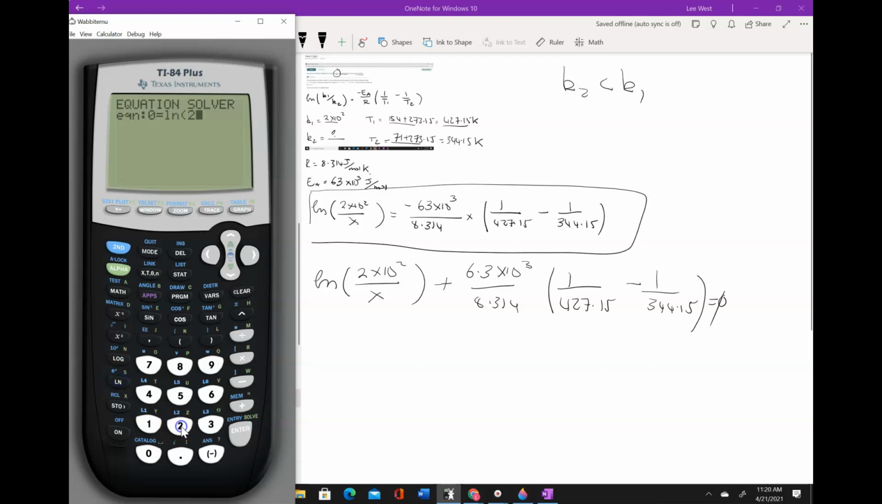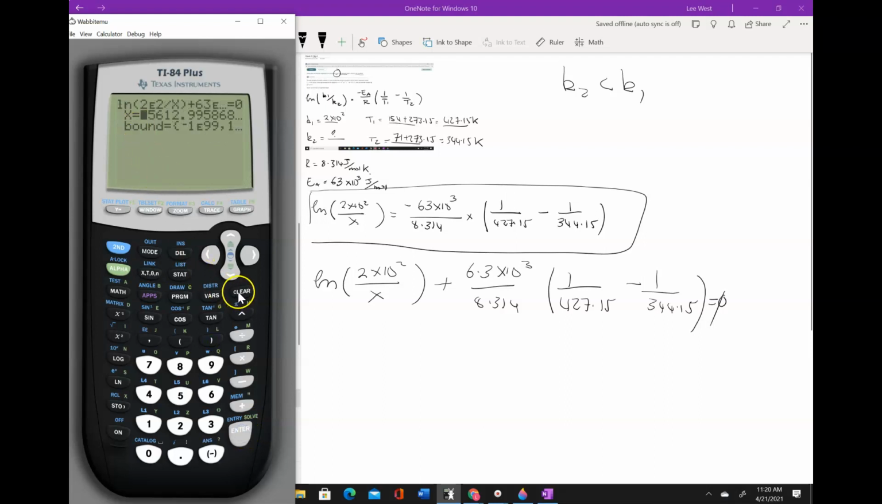So it's going to be log 2 by 10 to the 2 on, and then here's the x button, x, that's what I'm solving for, plus 63 by 10 to the 3, so 63 kilojoules per mole on R, 8.314, multiplied by 1 on T1, 1 on 427.15 minus 1 on T2, which is 344.15. Close my parentheses, enter.